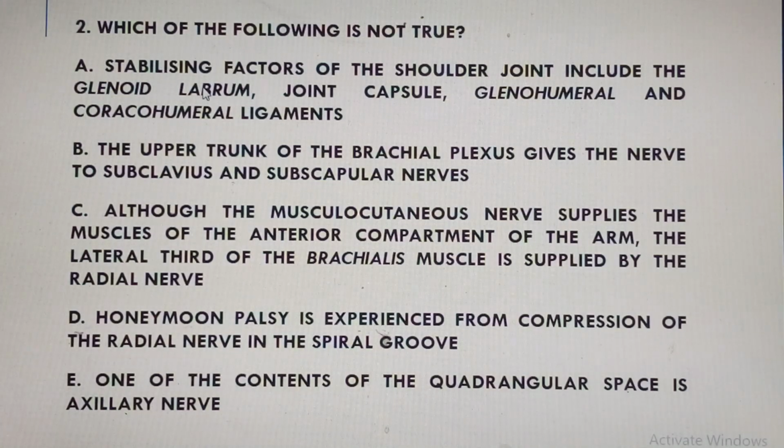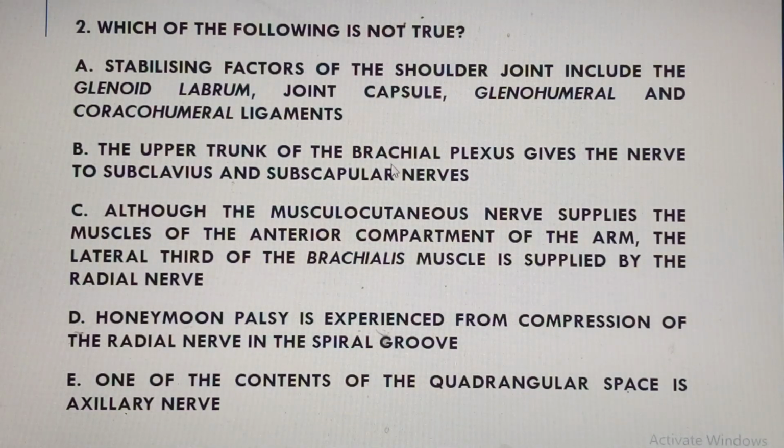Yes, we know that the glenoid labrum will deepen the articular facet. The joint capsule will reinforce the joint, as well as these extrinsic ligaments that we find. They are very true stabilizing points. That's true. Option B says the upper trunk of the brachial plexus gives the nerve to subclavius and the suprascapular nerve. So that is also a very true statement.